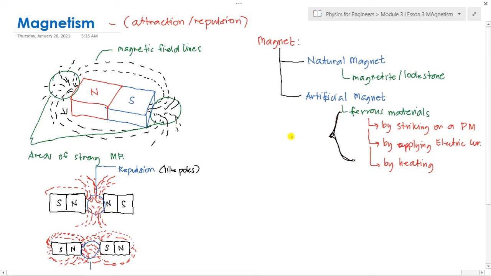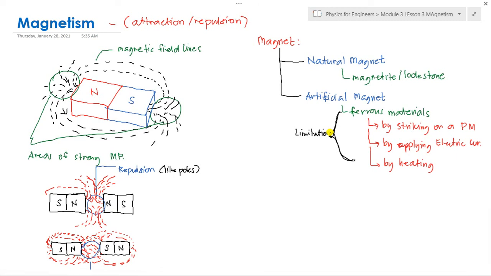However, the disadvantage of artificial magnets is that, since they are artificial, their magnetism has a limit. So meaning after a certain period of time, their magnetic strength weakens. So they need to be subjected to these three methods so that their magnetic properties can be revived.